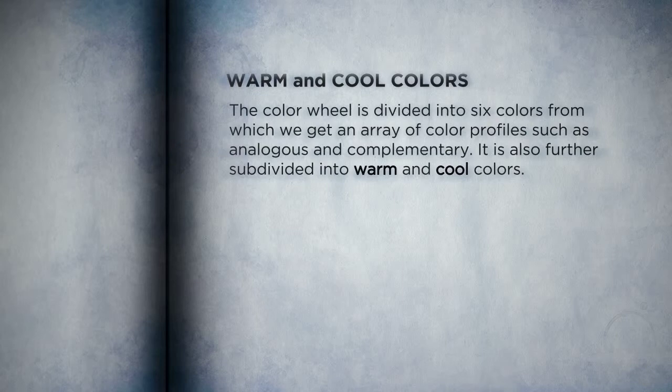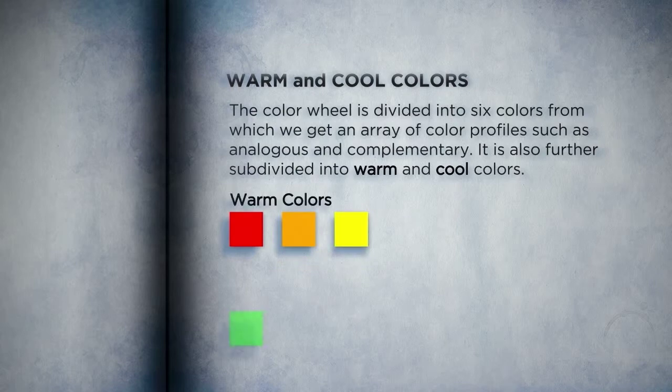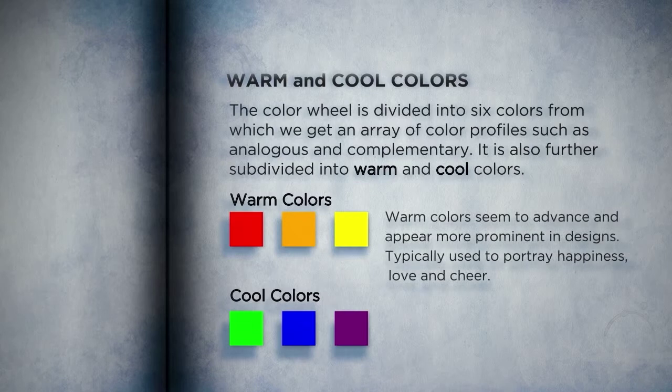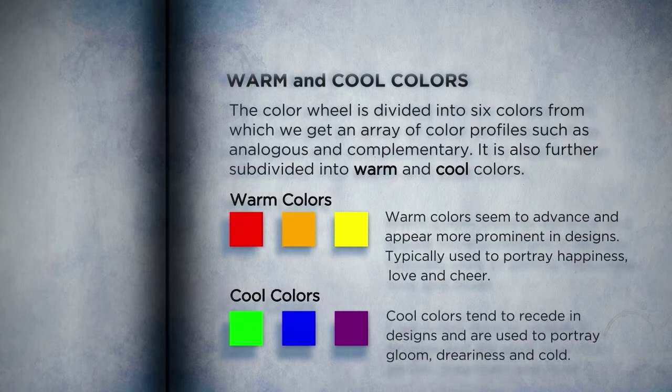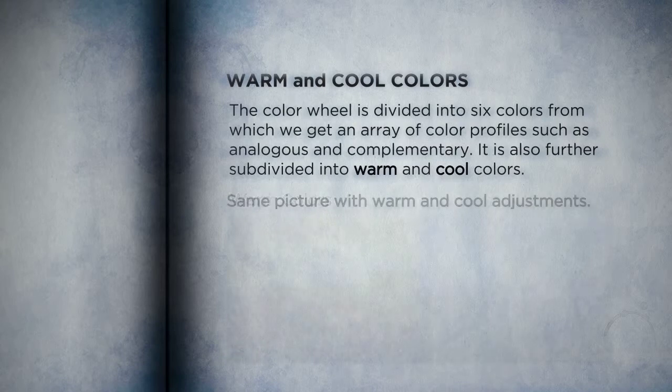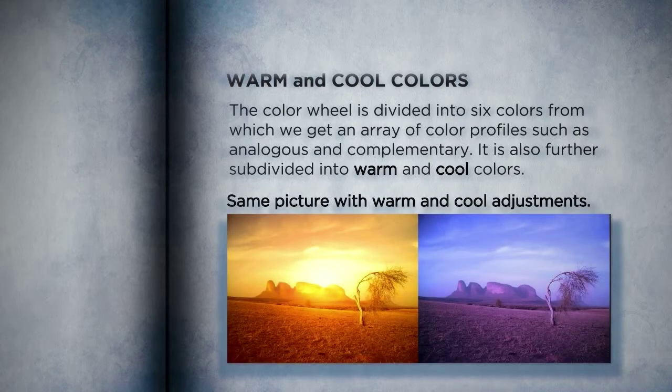Warm and cool colors are the two sections of the color wheel. Warm colors are red, orange, and yellow, while cool colors are green, blue, and purple. Warm colors are typically used to portray happiness, warmth, and joy, while cool colors are primarily used to convey sadness, gloom, and colder temperatures. Here's an example of how warm and cool colors can affect a design.